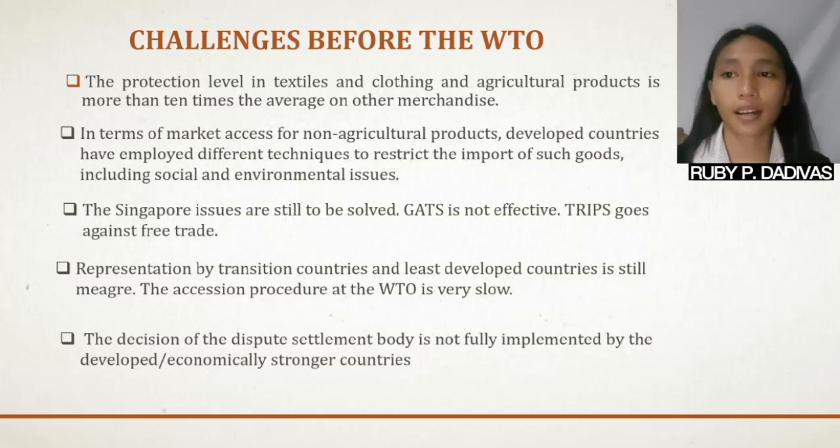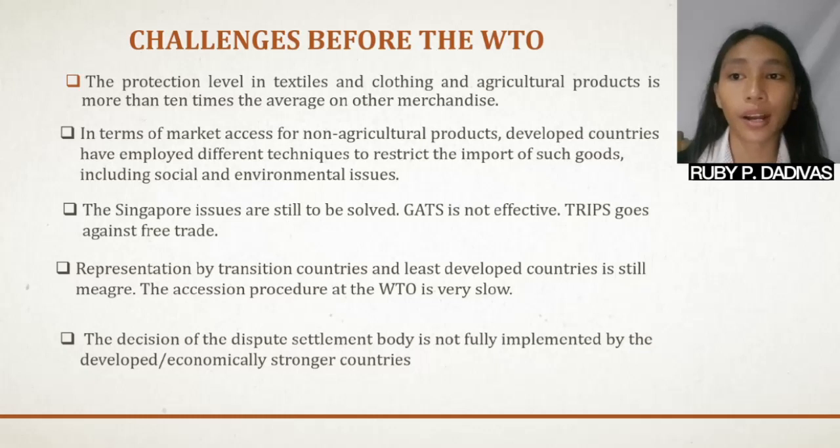Number 3 is that the Singapore issues are still to be solved. GATS is not effective. TRIPS goes against free trade. So this issue is about the Singapore issues. It refers to the set of trade-related issues that were discussed during the World Trade Organization's Doha round of negotiations, which started in 2001. These issues include investment, competition policy, government procurement, and trade facilitation. However, there was a significant disagreement among the World Trade Organization members on how to address these issues, and negotiations on them were eventually suspended.